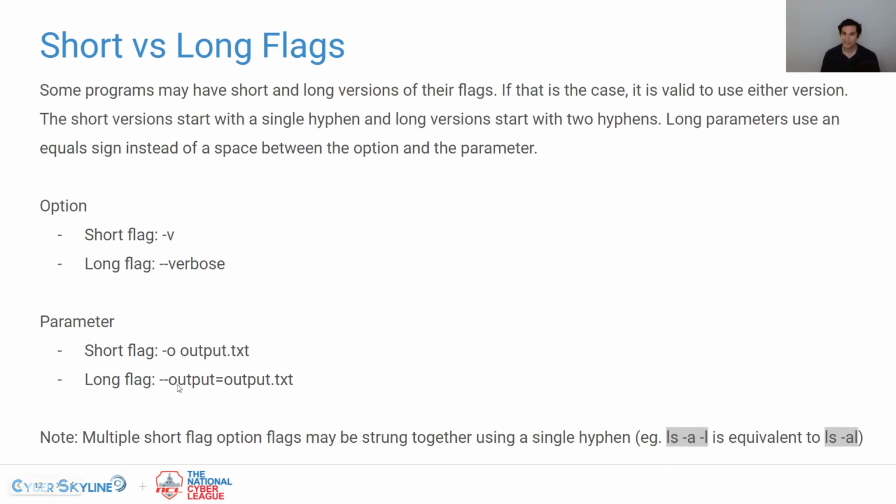Another note here is that it's actually possible in many circumstances to combine multiple short flags together. For example, if you wanted to use the ls command, the -a option shows you everything, even the hidden files, and the -l option shows it to you in list form. So you can do -al instead of -a -l as a shorthand. That only works for single on/off options. It doesn't work for parameterized things.